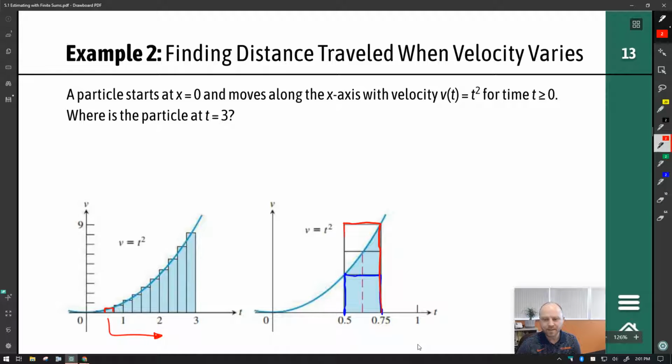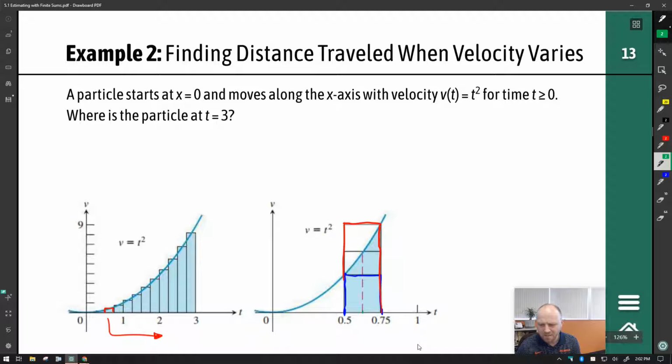But notice that this is kind of overestimating what the actual area is, because there's all this area here, in white but outlined in red, that we would be adding into an area, but really we want just the blue area, what's under the curve. And then lastly, there's another piece.